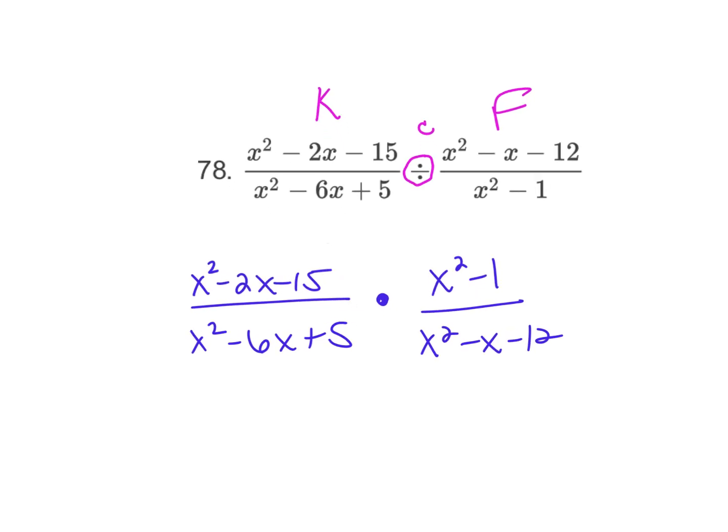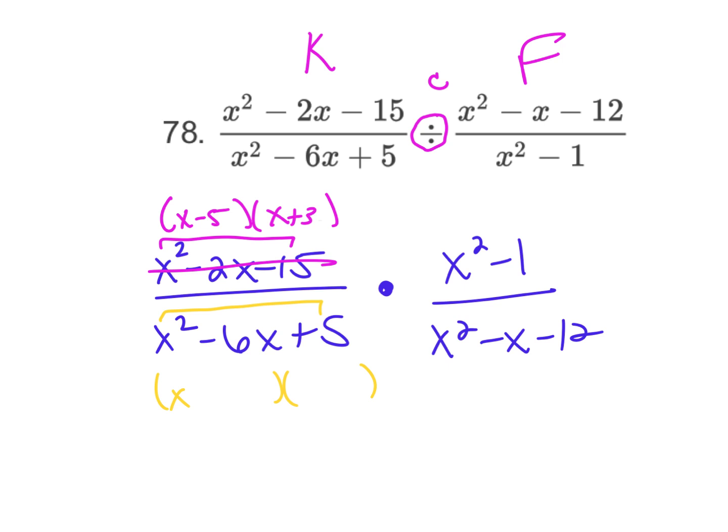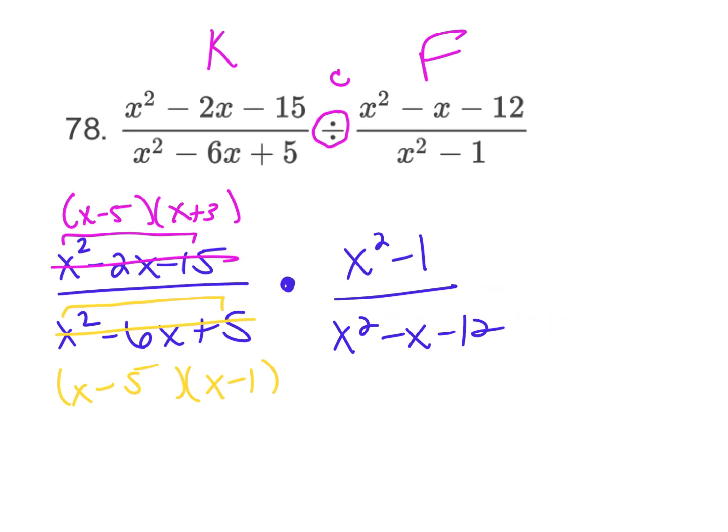And now we're going to just do exactly what we just did. I'm going to go to the top left. I'm going to factor. What are the factors of -15 that multiply to give me -15 and add to give me a -2? It's going to be x minus 5 and x plus 3. So that's done. Bottom left, what are the factors of +5 that are going to multiply to give me +5 but add to give me a -6? That's going to be x minus 5 and x minus 1. So when I add those two together, I get -6, and I multiply, I get +5.